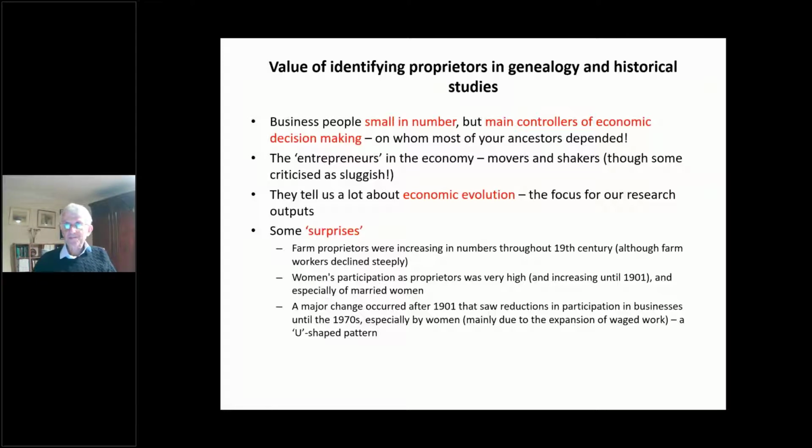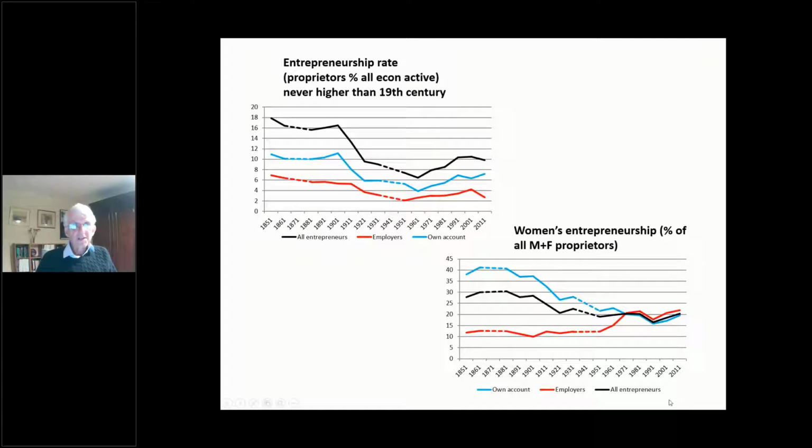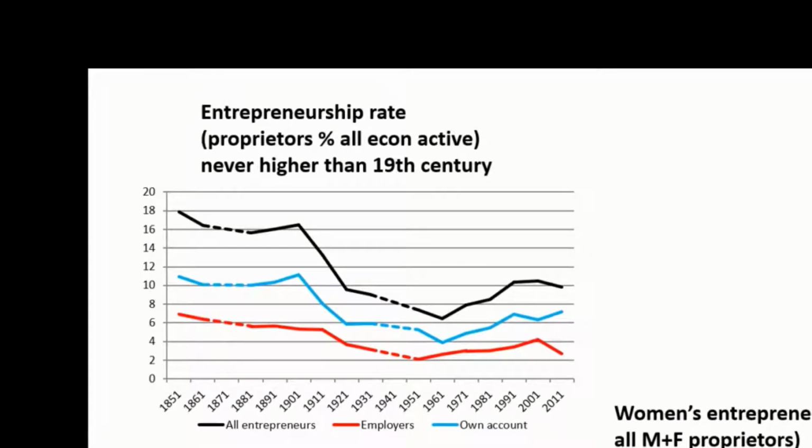If we just look at some outputs here of our research, the top left shows you the entrepreneurship rate, which is the percentage of the proprietors against all the economically active at any one census year from 1851 through to the present. And you can see that the rate is historically very high. The black line, the total rate for all types of self-employment and entrepreneurship, was 16% up to 1901. The modern times, from the 1980s till now, is in the order of about 10 or 12%.